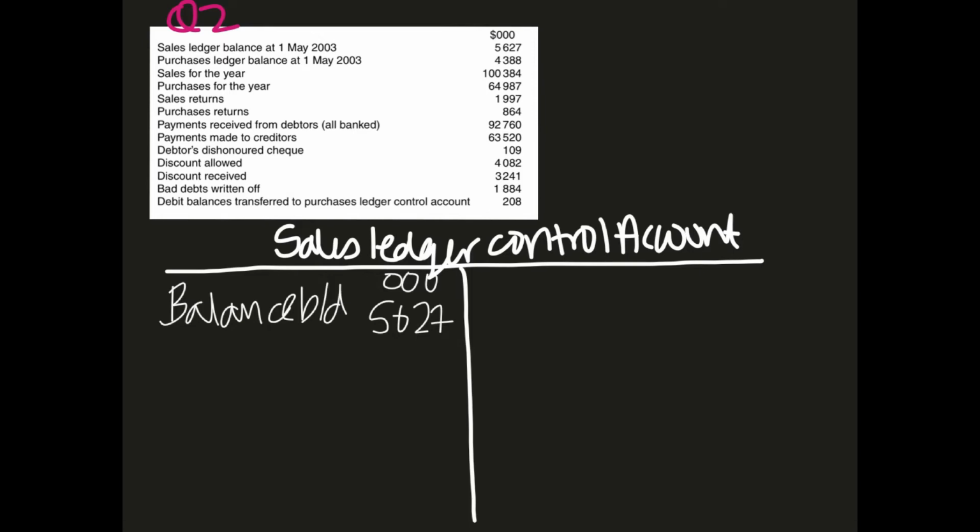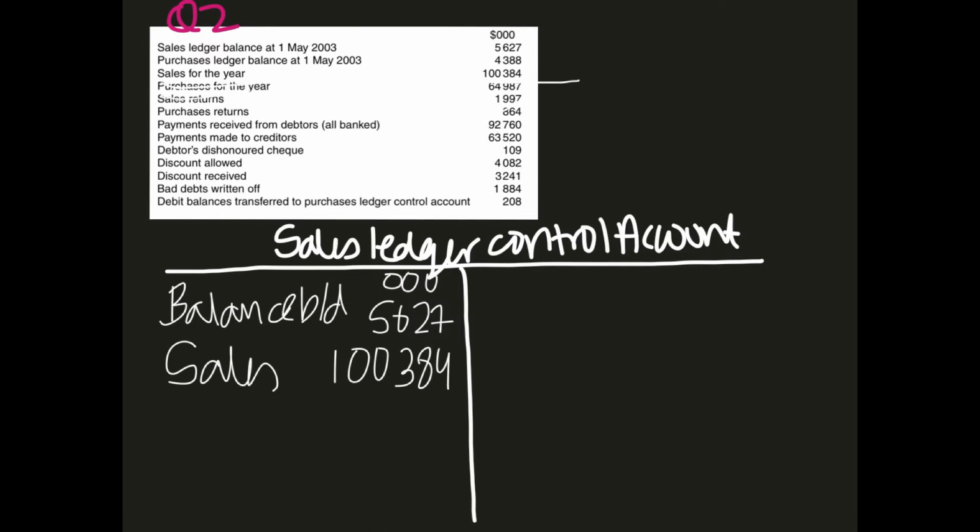Sales for the year. If they don't mention whether it's a credit sale or a cash sale or anything related to this, and don't provide us any information for the credit or cash sale, you just have to assume that it's credit sales and write it on the debit side. Sales 100384.